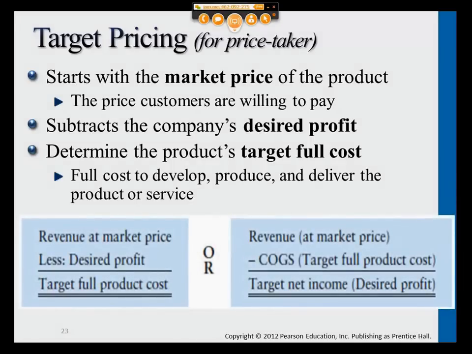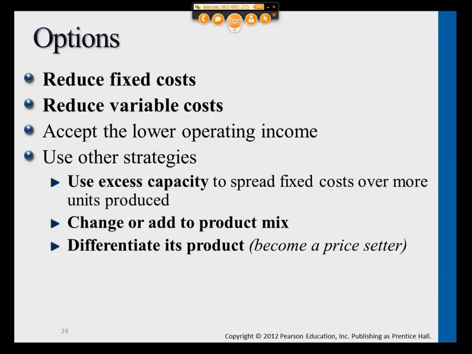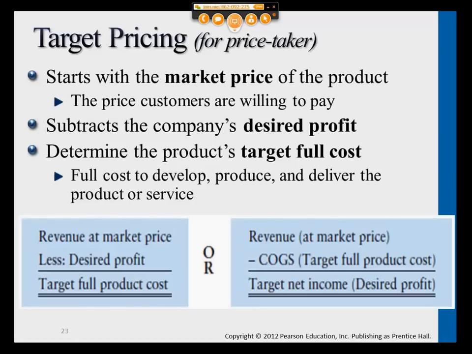So revenue at market price, we subtract desired profit and get target full product cost. Or very similar, revenue minus cost of goods sold equals target net income. Okay, either one, I gave you two. So the market price here is taken. Yeah, we're price takers.